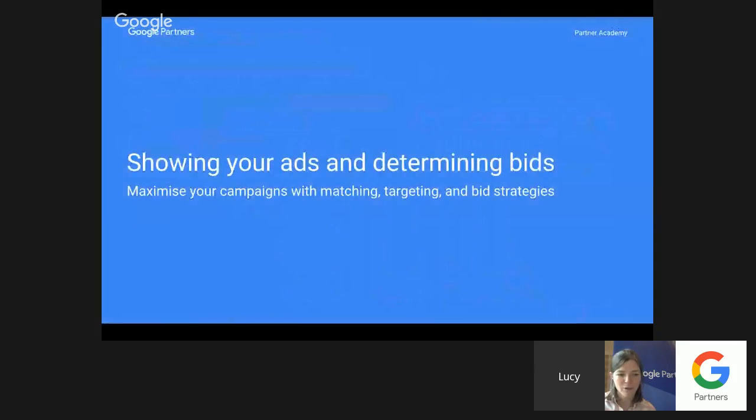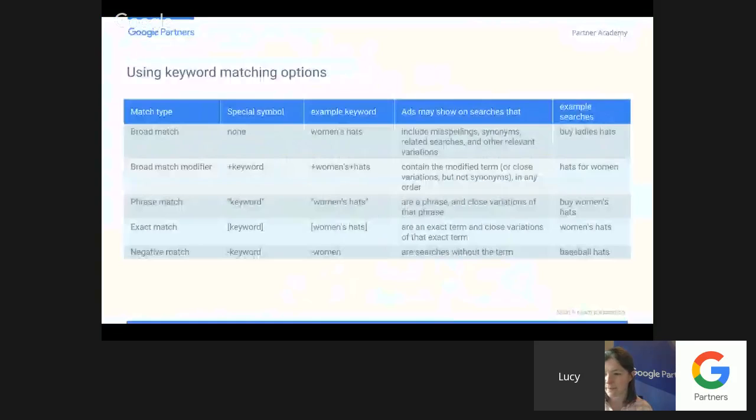So next we're going to talk about showing your ads and determining your bids. My next slide is a table about keyword matching options. Now, again, hopefully, if you've done a bit of AdWords advertising before, if you've been through the fundamentals exam, you should be fairly familiar with these match types, but we'll just refresh them in case anyone's not.